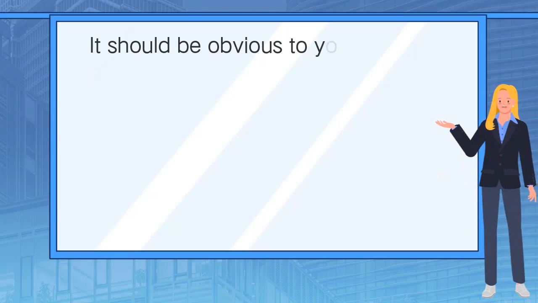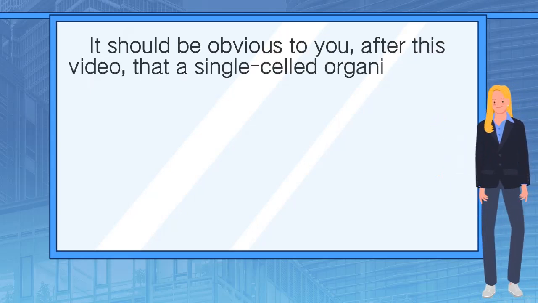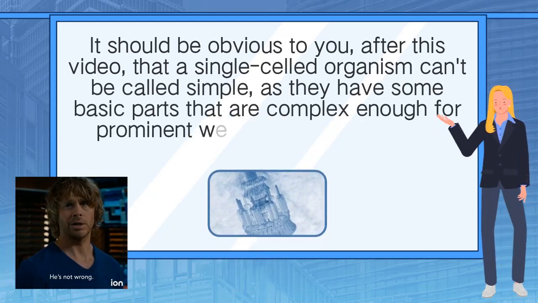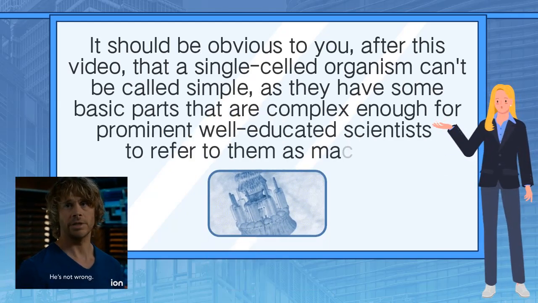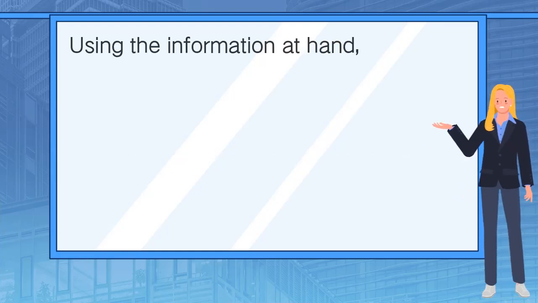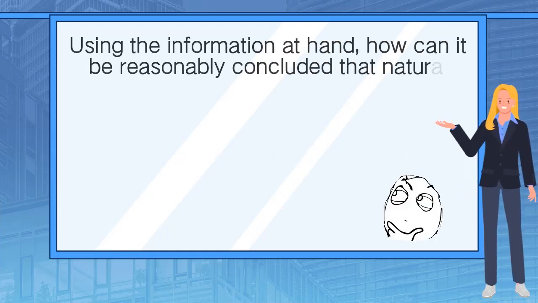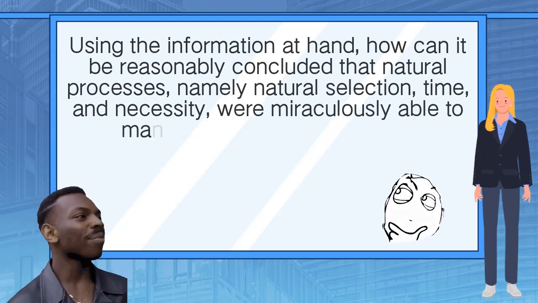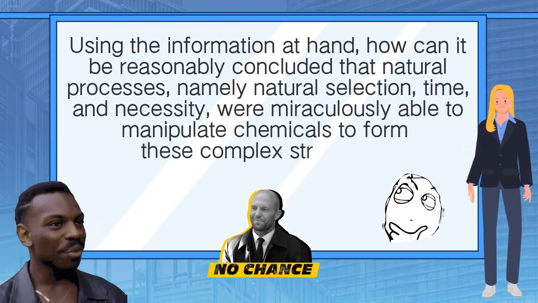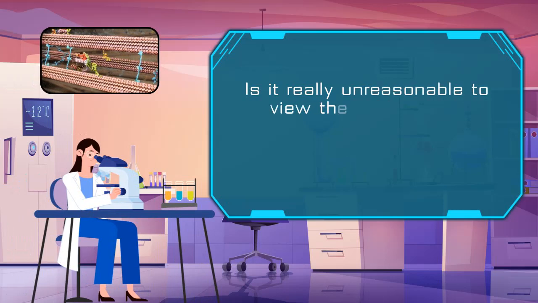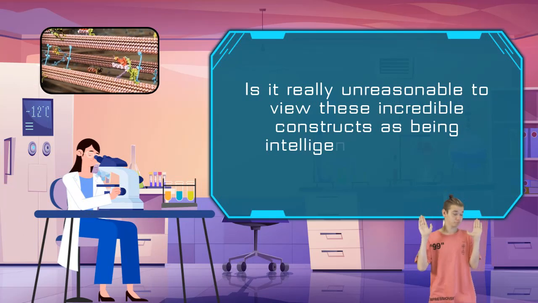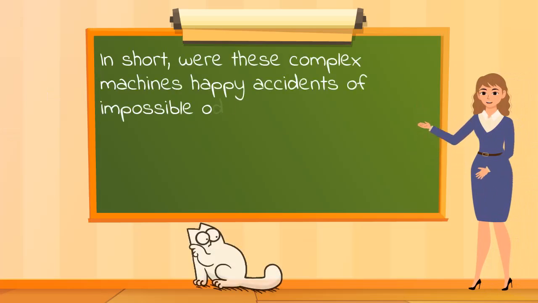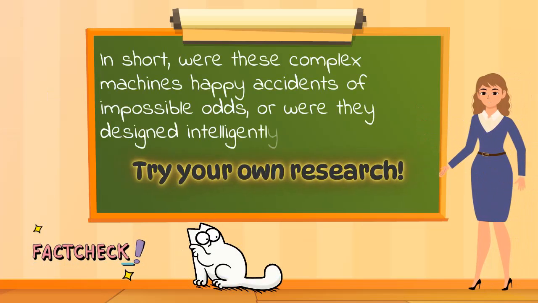It should be obvious to you, after this video, that a single-celled organism can't be called simple, as they have some basic parts that are complex enough for prominent, well-educated scientists to refer to them as machines. Using the information at hand, how can it be reasonably concluded that natural processes, namely natural selection, time, and necessity, were miraculously able to manipulate chemicals to form these complex structures? Is it really unreasonable to view these incredible constructs as being intelligently designed? In short, were these complex machines happy accidents of impossible odds, or were they designed intelligently?